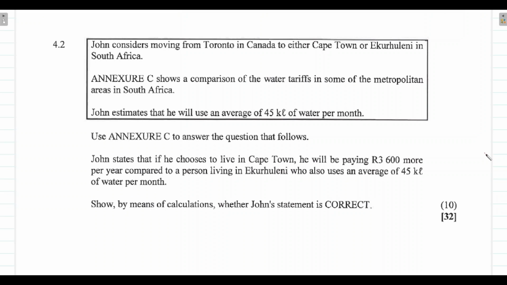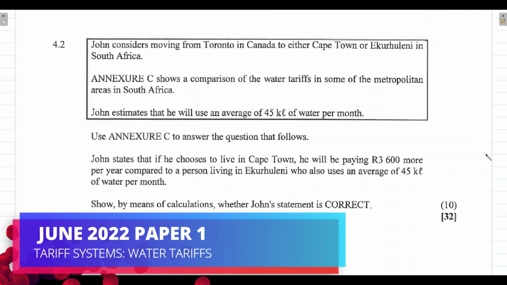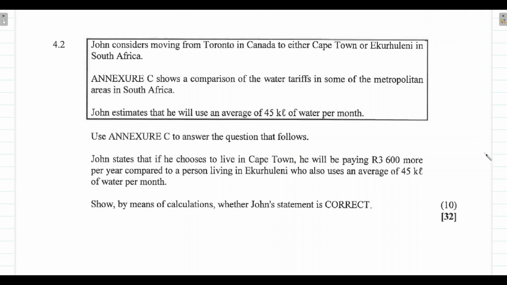On today's video tutorial, guys, we are going to be tackling question 4.2 from the grade 12 Mathematical Literacy Paper 1 that was written in June 2022. And in this video tutorial, we are going to be focusing on water tariffs. I've been getting a lot of requests from learners asking me to go through water tariffs, so this is definitely that video tutorial that you guys have been asking for.